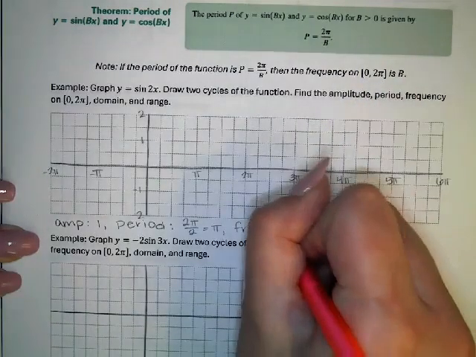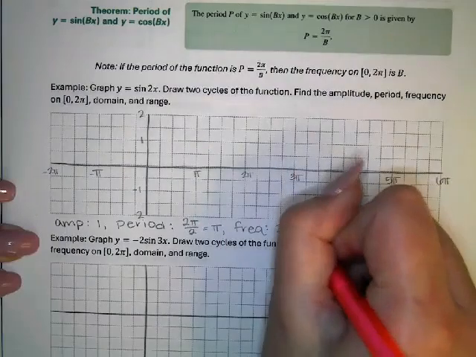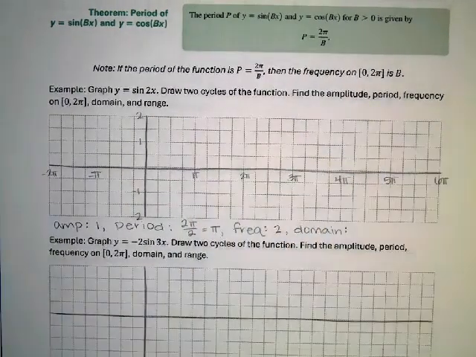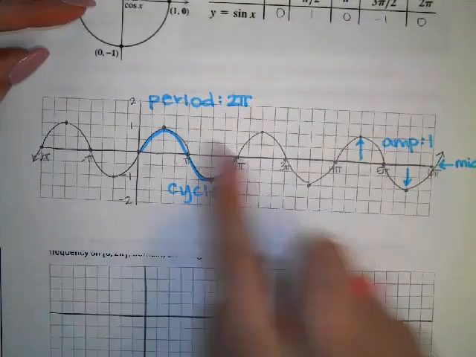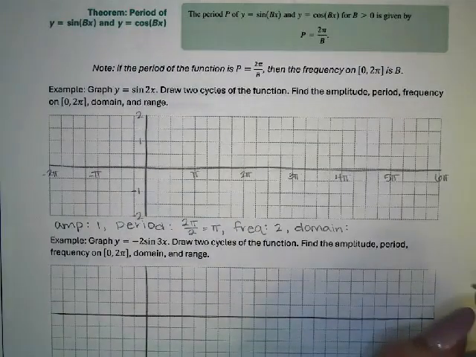And then they want us to find the domain and range. The domain for these graphs is always going to be pretty easy. They make a wave, and then they just follow that wave forever. So they go forever to the left, forever to the right. So domain is always negative infinity to infinity.